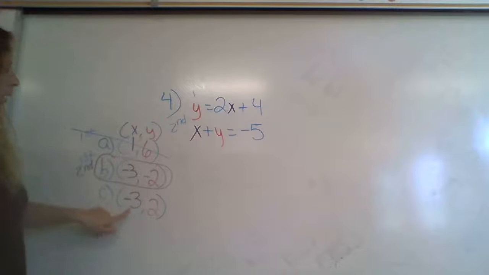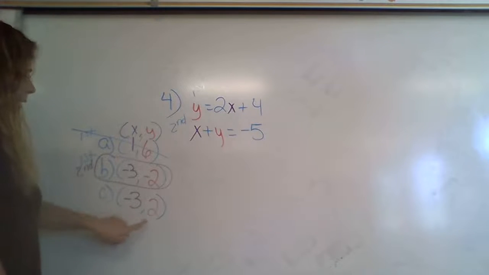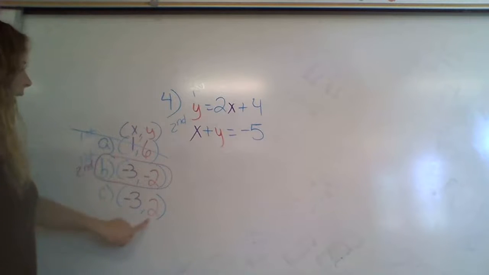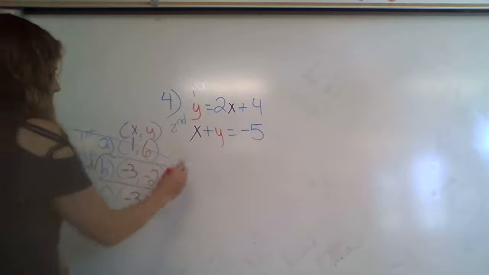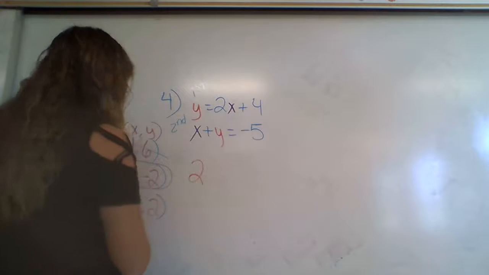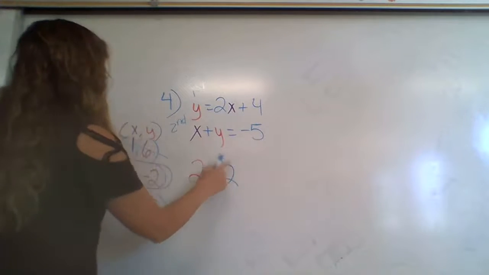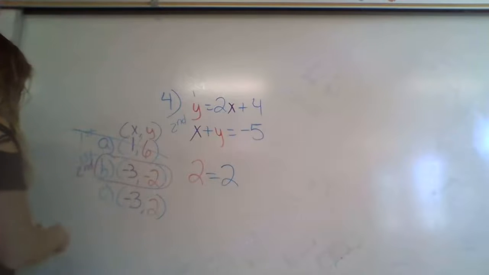We're going to substitute into your equations, -3 and 2. So y is 2 equals 2 times x. X is -3.